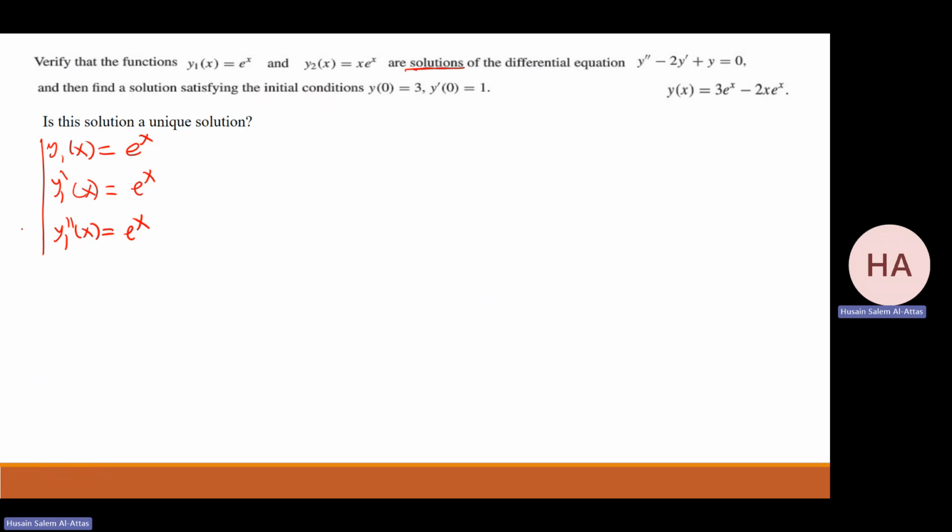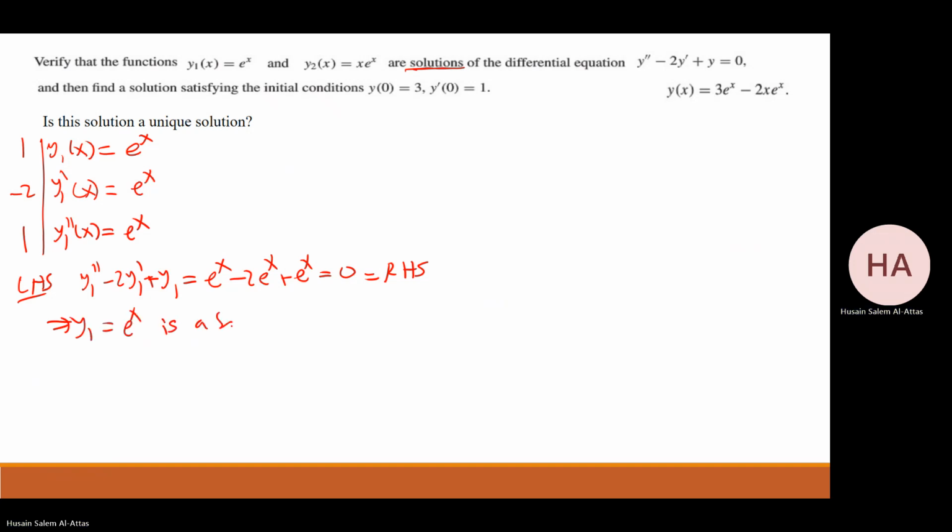I need to multiply this by 1, and this by minus 2, and this by 1. So left-hand side, y1 double prime minus 2 y1 prime plus y1. That gives me e to the power x minus 2 e to the power x plus e to the power x, which is very clear is equal to 0, which is the right-hand side. So that means y1 is a solution. Now let me go to the next one, y2, which is x e to the power x.